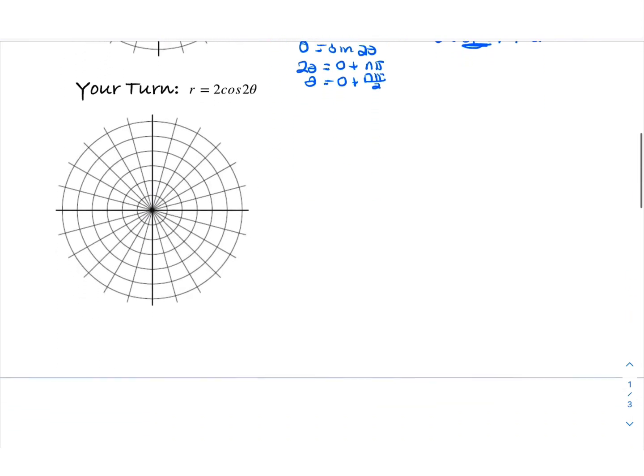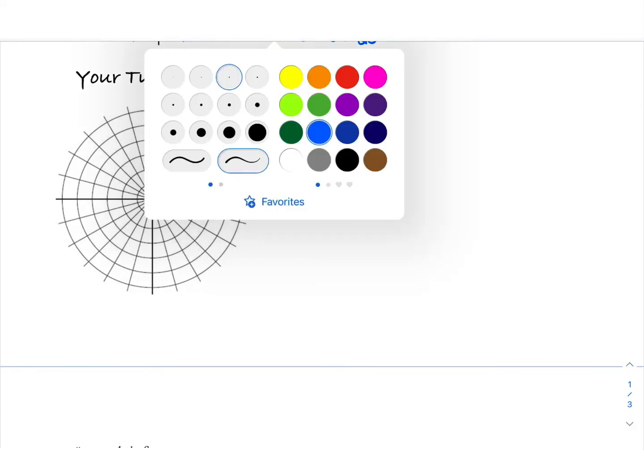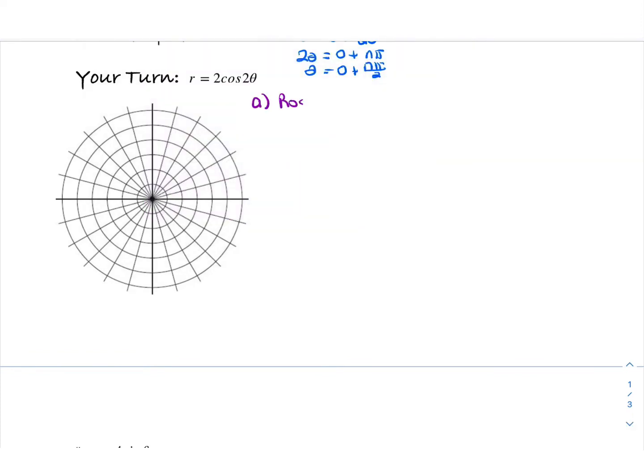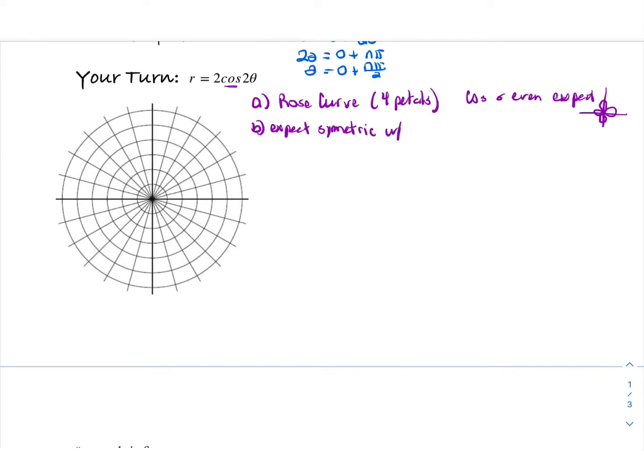Okay, now I want you to try this one: r is equal to 2 cosine of 2 theta. The first thing you need to do is recognize that this is a rose curve, and because the n is 2, an even number, we have 4 petals. We are cosine, and it's even, so we know to expect a shape like the following. And so I expect this one to have all three symmetries: symmetric to the line theta equals pi over 2, the polar axis, and the pole. So I'm going to have to work all 3 tests out in this example.